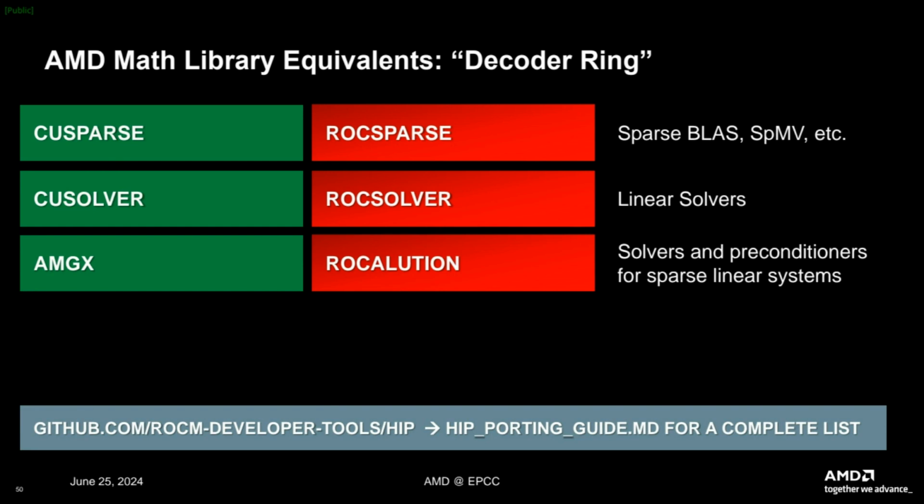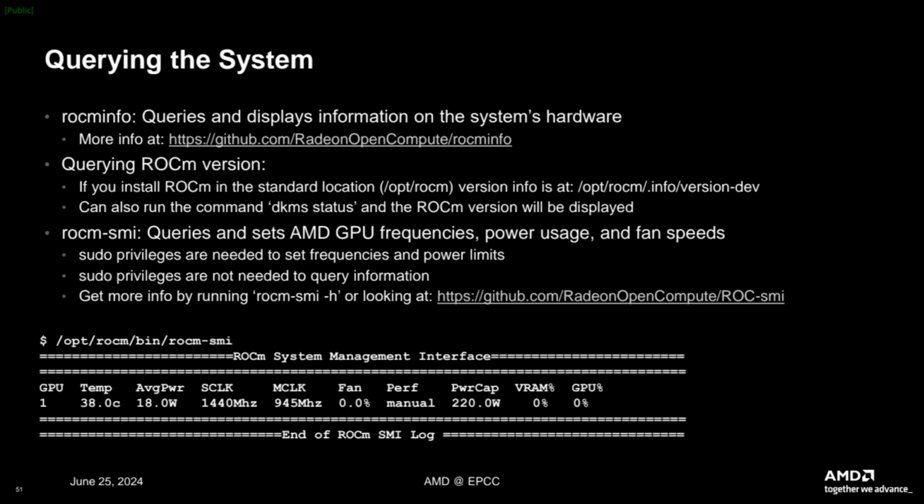ROCsparse, ROCsolvers for linear solvers and sparse matrix multiplications. And you can find a complete list at this address here at the bottom. One last thing is that ROCm allows you to query the system and get important information on the power, for instance, or the temperature, or the use that you're doing of your GPU.